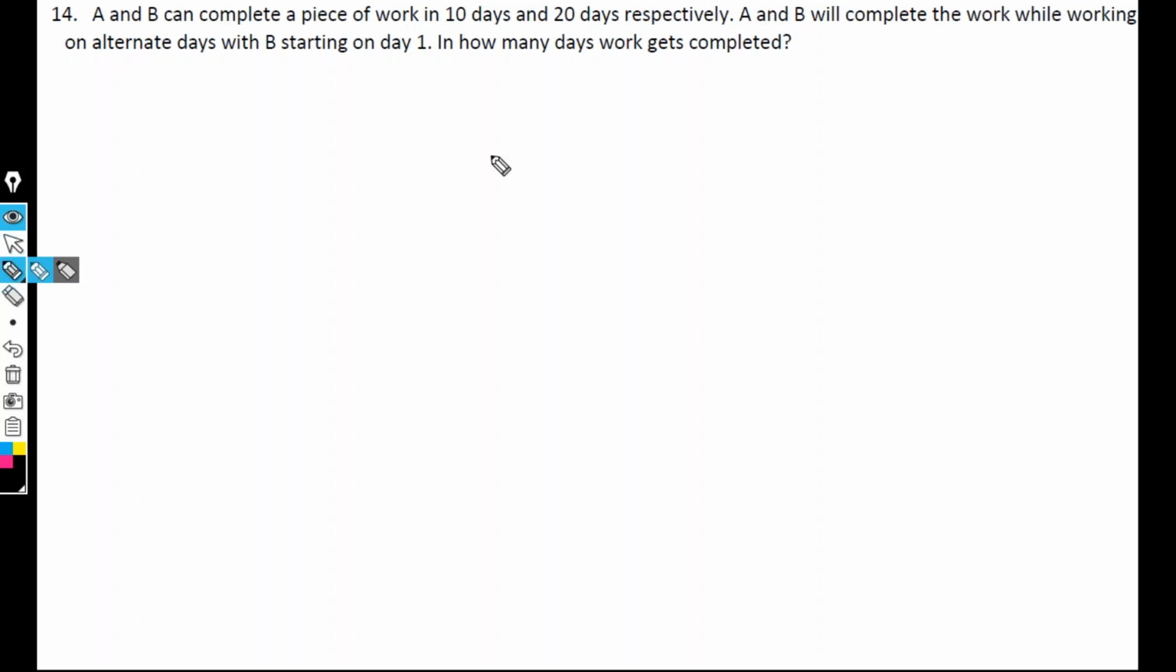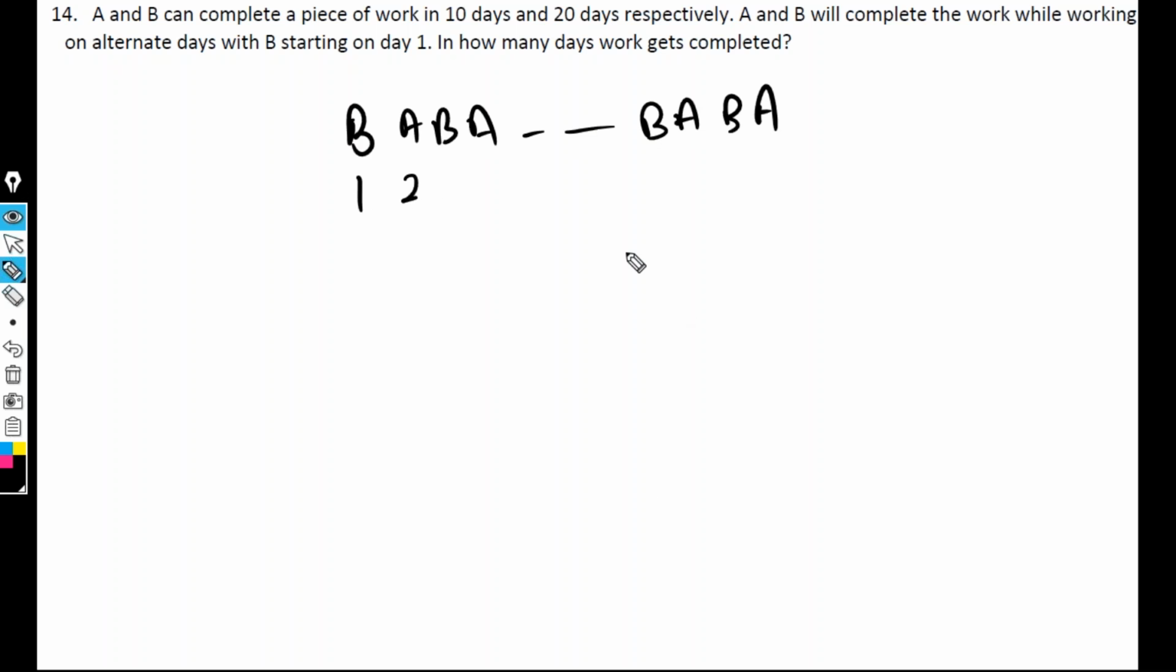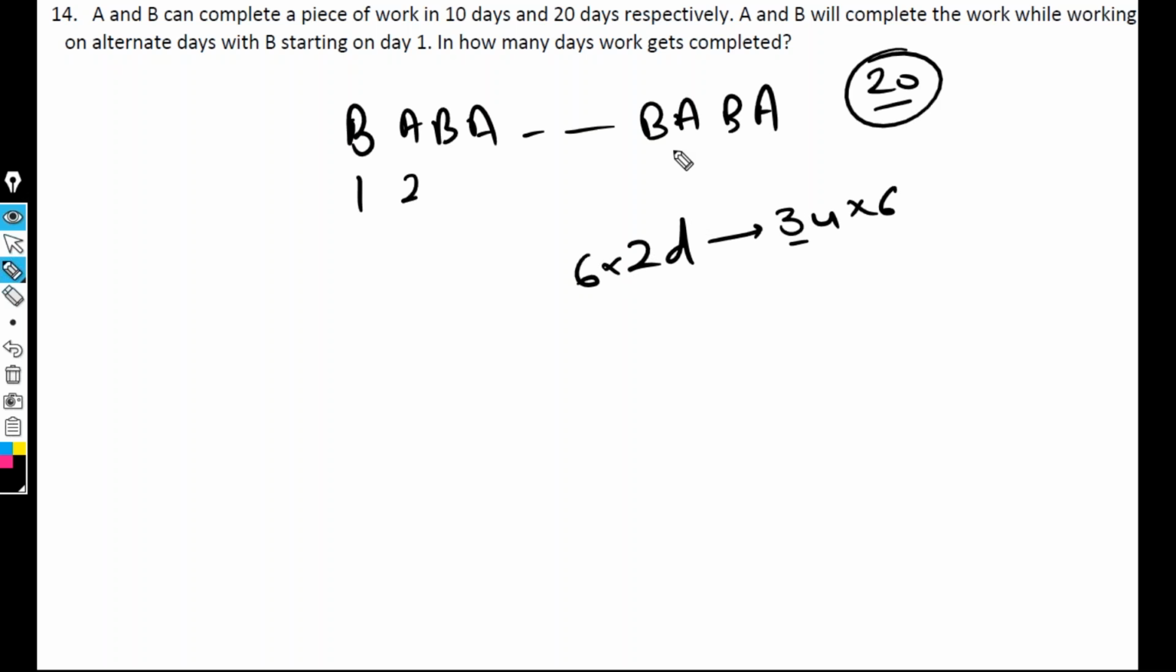Okay, have a look, guys. Right, Taswar, right. So here the pattern is BA, BA. So on day 1, B will complete 1 unit. On day 2, A will complete 2 units. So in 2 days, a total of 3 units of work is done. As my total work is 20, 20 divided by 3, quotient is 6. So on the 12th day, A has worked.